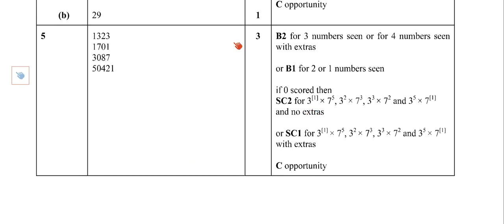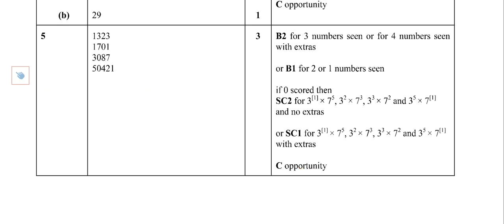4 possible answers, 3 marks. 2 marks if you wrote 3 of them, 1 mark for 2 or 1. If you don't get any marks, but you do write these bits, you get 2 marks and so on with no extras. Again, another C opportunity, another chance to show some communication.